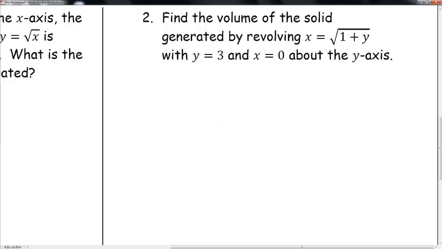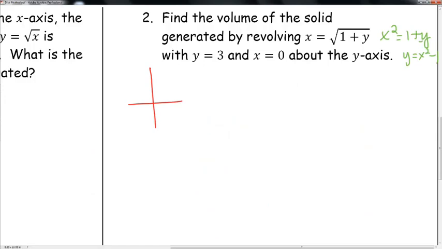Alright, number 2, find the volume of the solid generated by revolving x equals the square root of 1 plus y, with y equal to 3 and x equal to 0, about the y-axis. If I square both sides, this becomes x squared equals 1 plus y. And so I get y equals x squared minus 1.